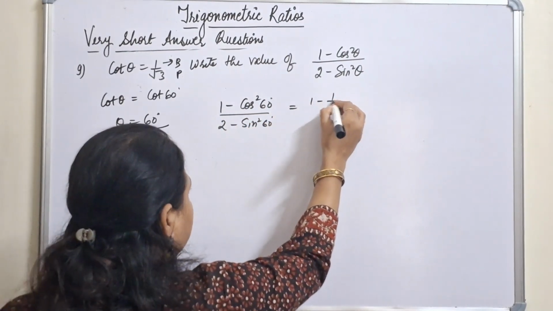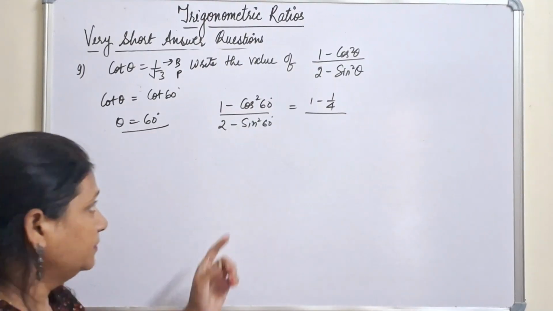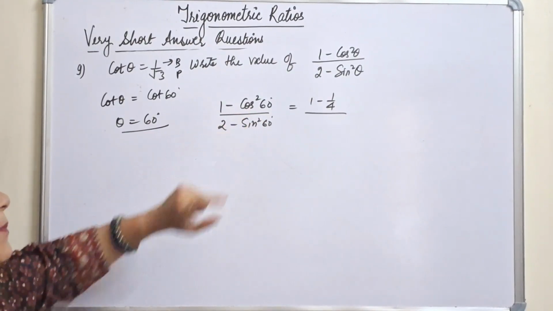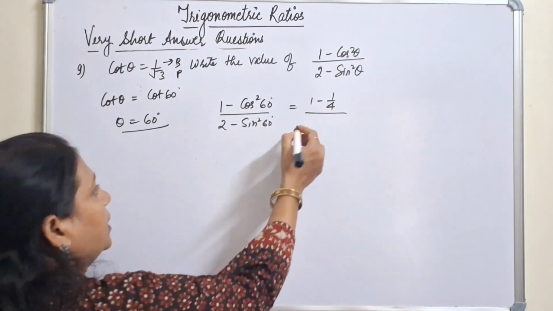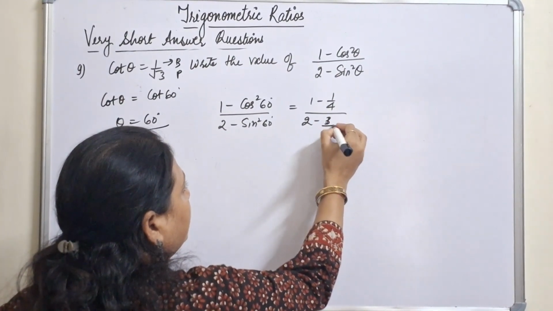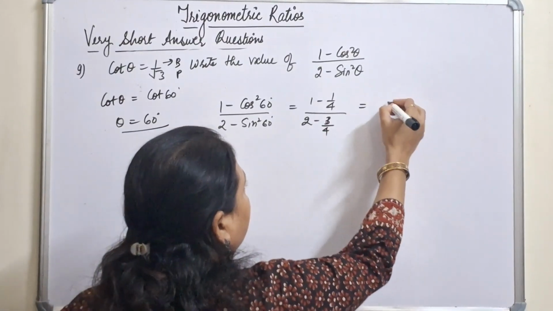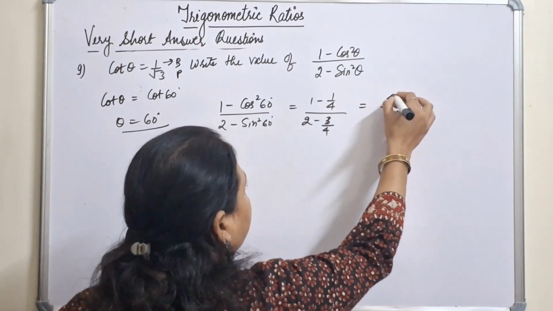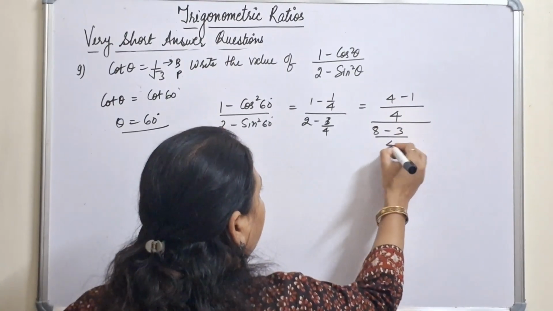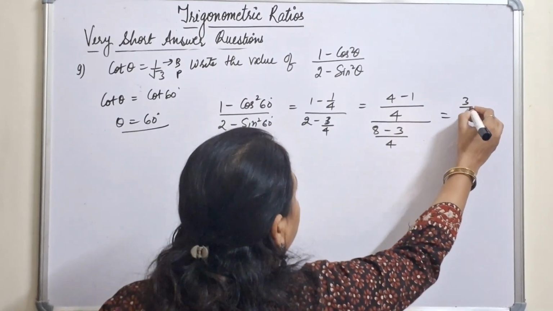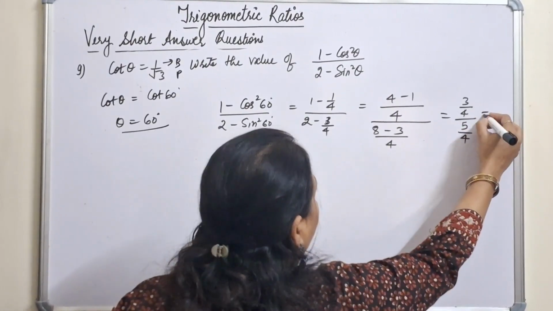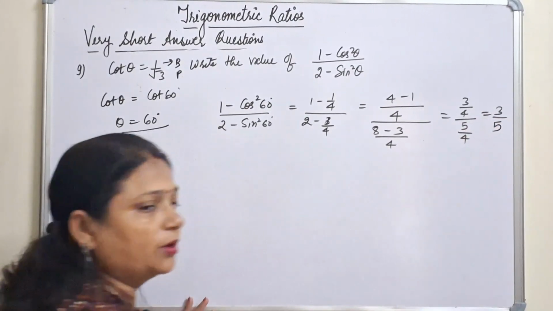So 1 minus 1 upon 4 as cos 60 is 1 upon 2. So 1 upon 2 square is 1 upon 4 and here 2 minus root 3 upon 2 whole square. So that is 3 upon 4. Finally after taking LCM, 4 minus 1 and here 8 minus 3 upon 4. So this is 3 upon 4 whole upon 5 upon 4. Final answer is 3 upon 5.